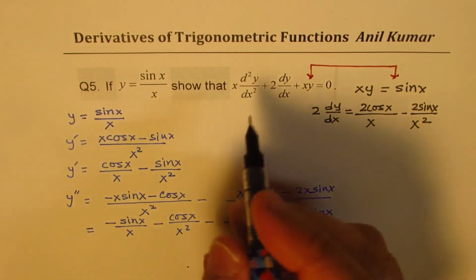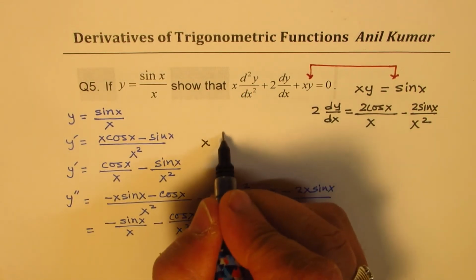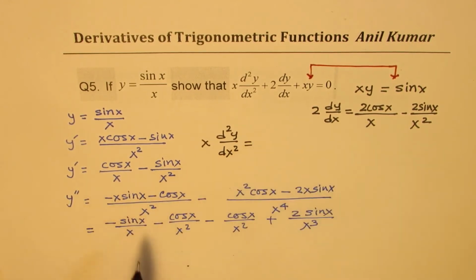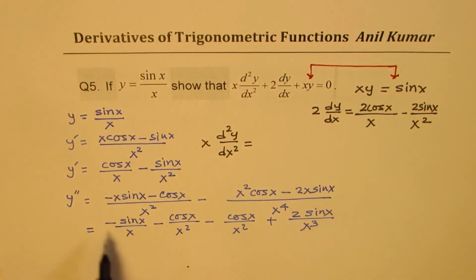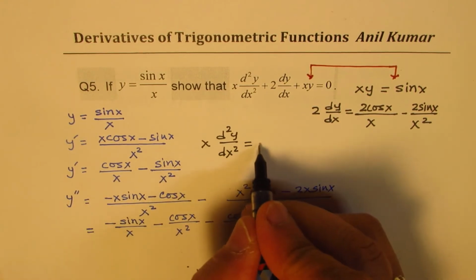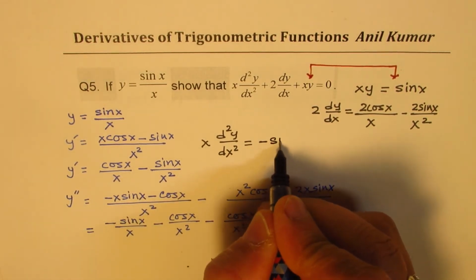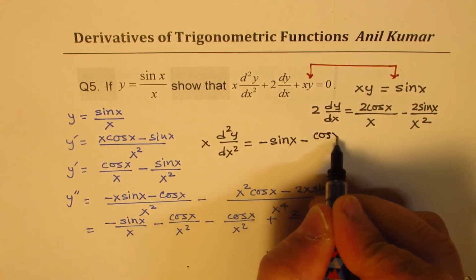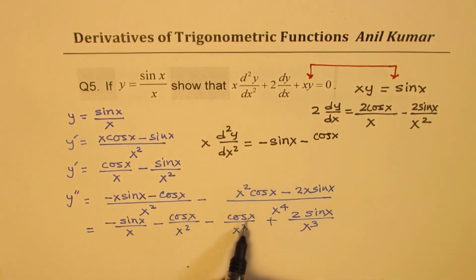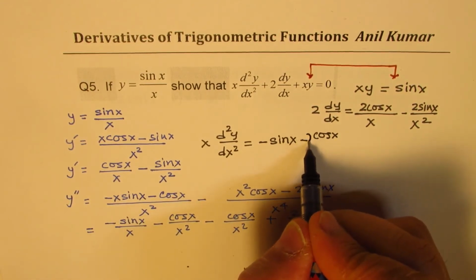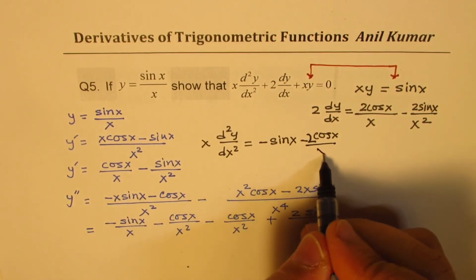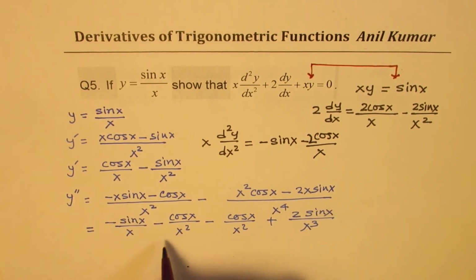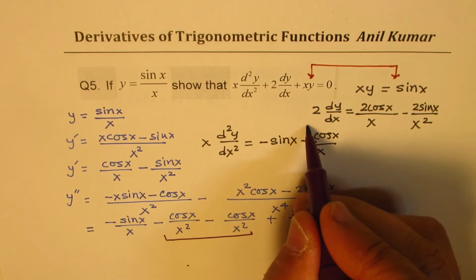We need to find x times d2y over dx squared, correct? So we'll just multiply all this by x. So the first term will become minus sine x, correct? Second term will become minus cos x. Now here we have two of these, right? So I am writing 2 here over x, since we are multiplying the two terms. So I just added these two to give us that number 2 here.